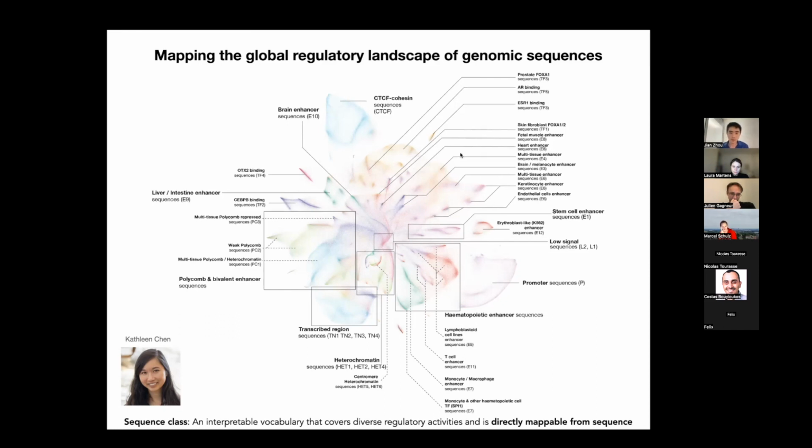We can now use the approach to assign every piece of genomic sequence to a sequence class. So the entire genome can be visualized in a plot like this, where each dot indicates a chunk of 4 KB genomic sequence, and the colors are based on the sequence classes, which group them based on their regulatory activity. Before I go deeper into this plot, I'll first talk about how we get here, right?